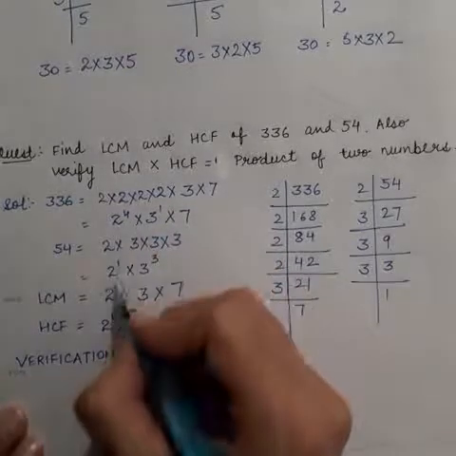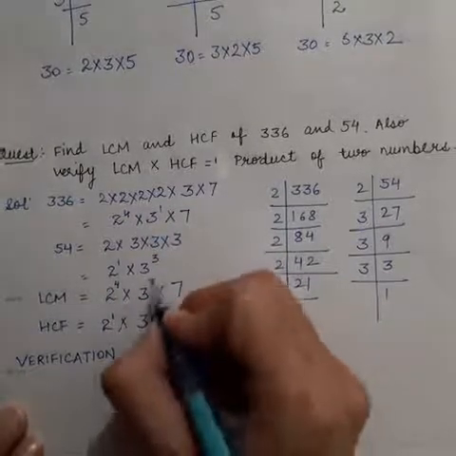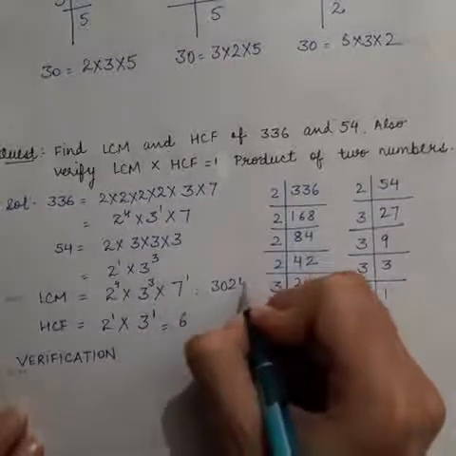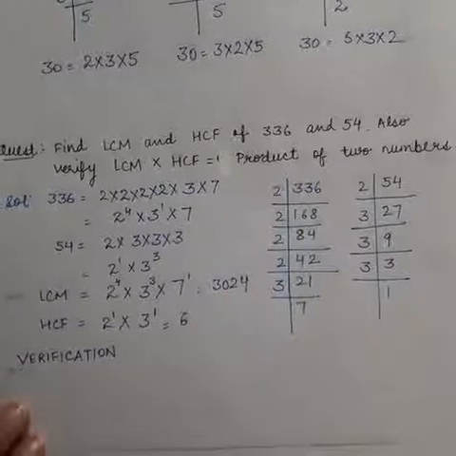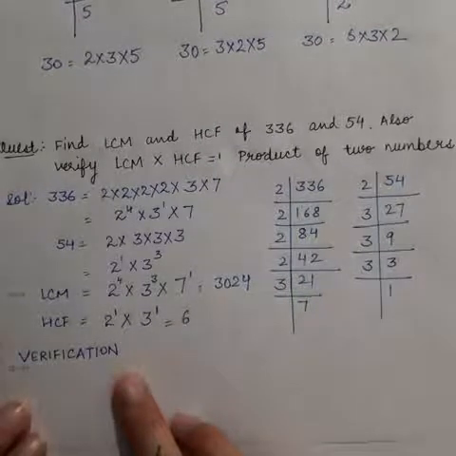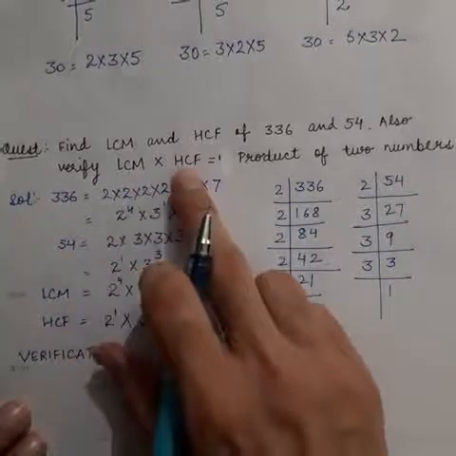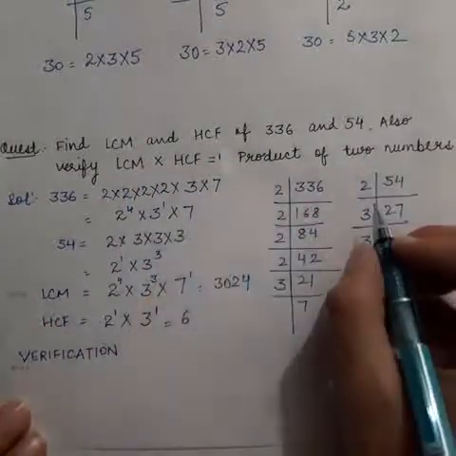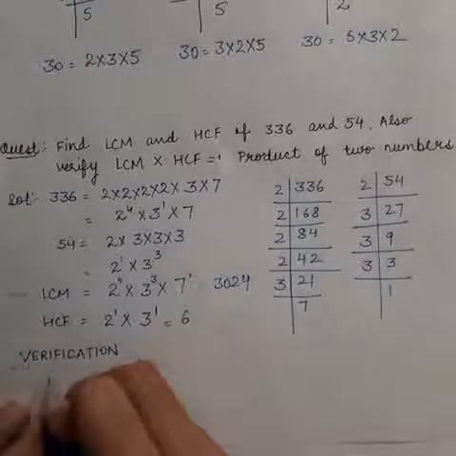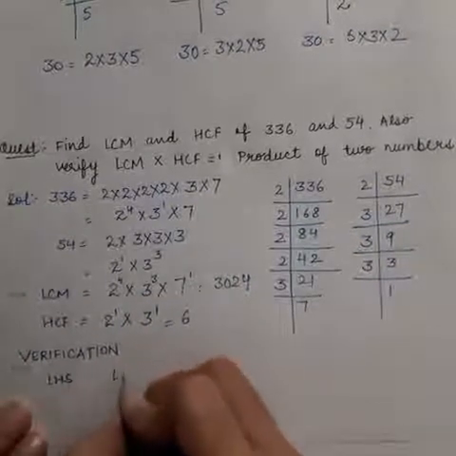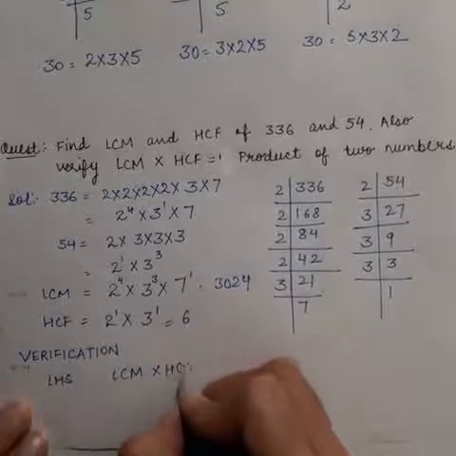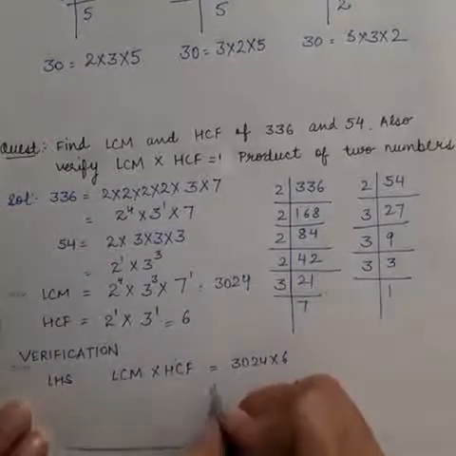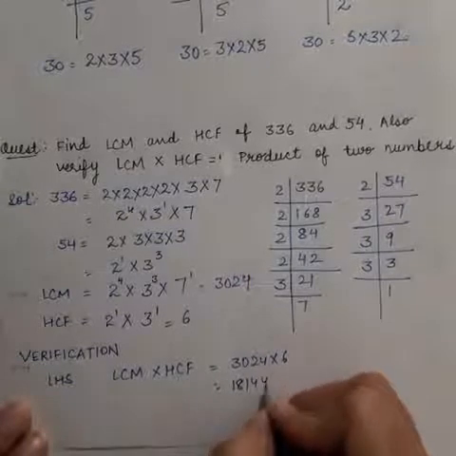Now see, power of 2, highest power is 4, 3, 1. Now if you calculate, you are going to get 3024 as the LCM and 6 as the HCF. Now comes the verification part. We have to verify LCM into HCF is equal to the product of two numbers. Left hand side is LCM into HCF. So if you write 3024 into 6, you are going to get 18144.